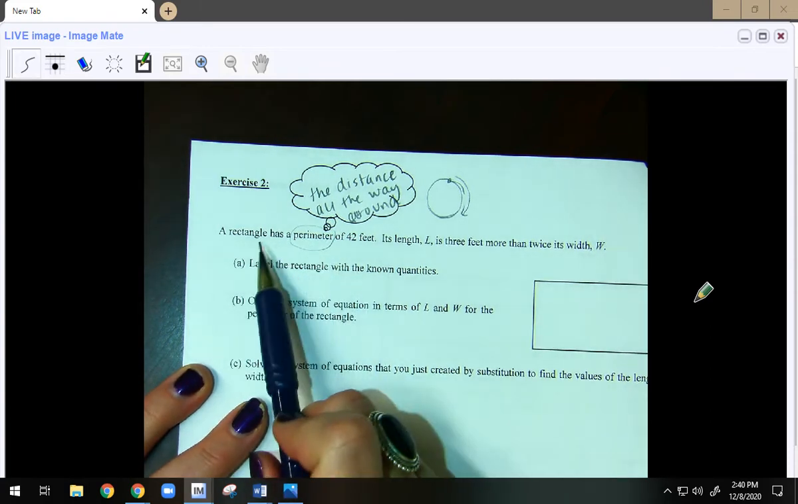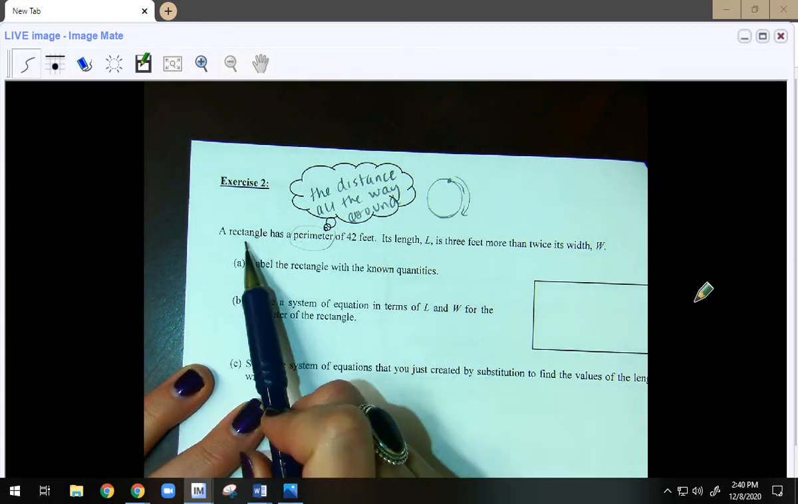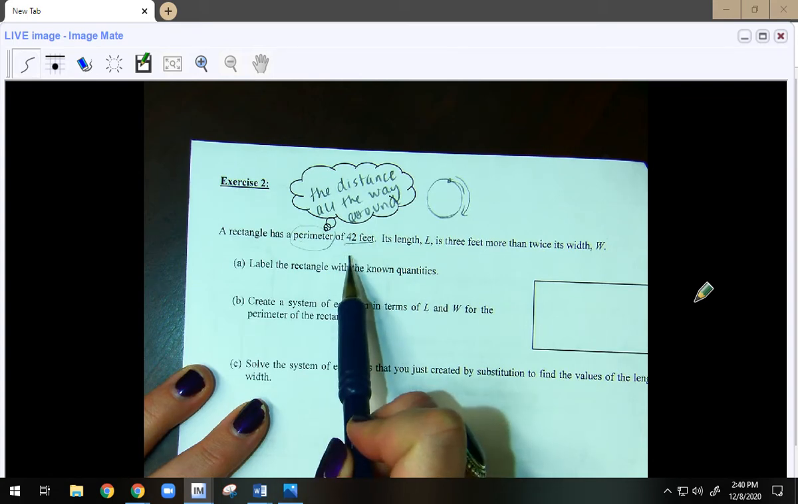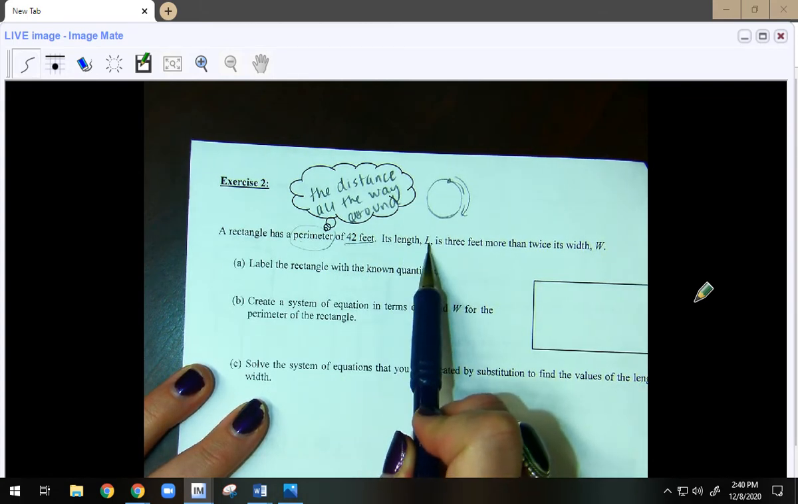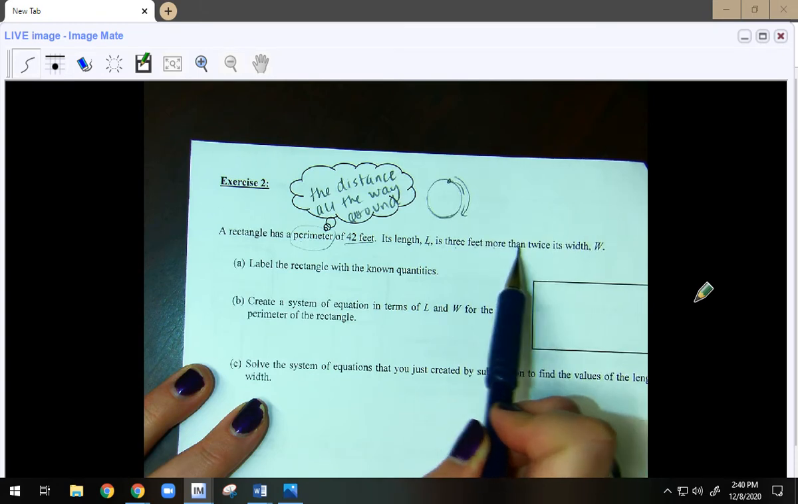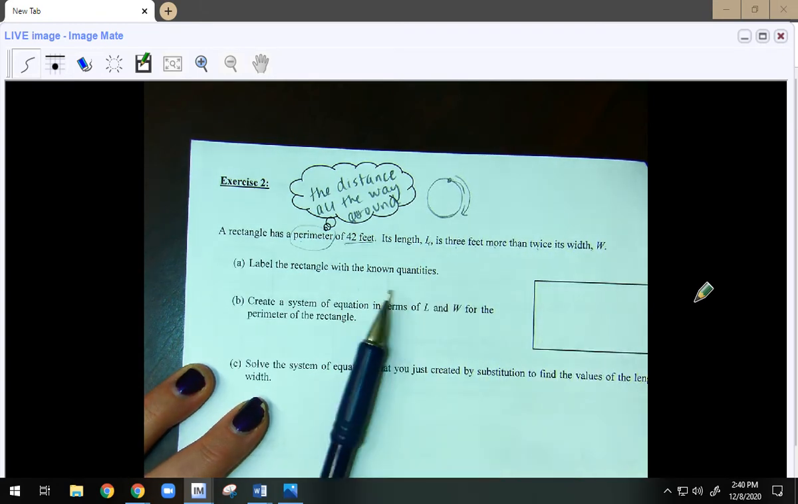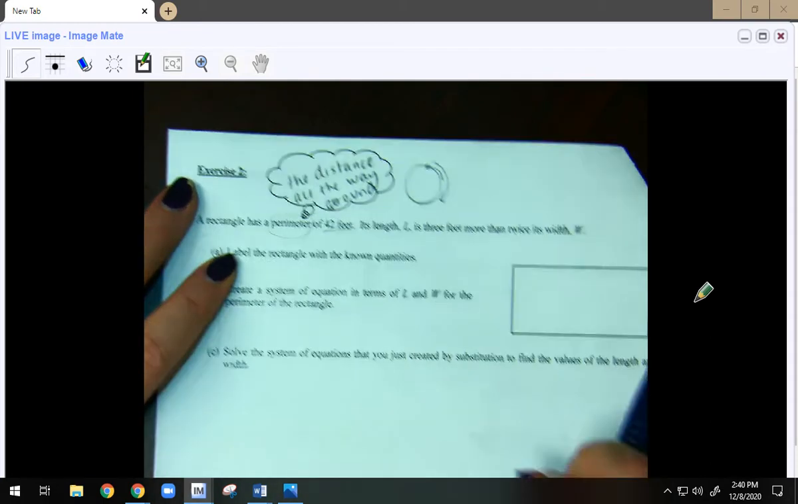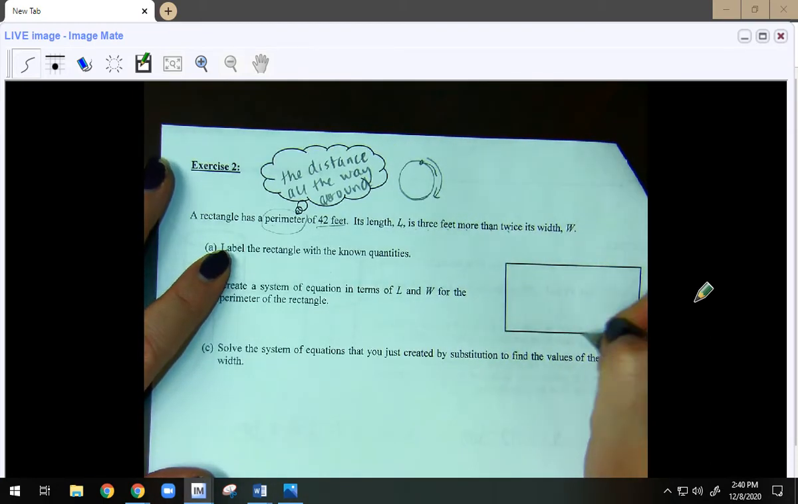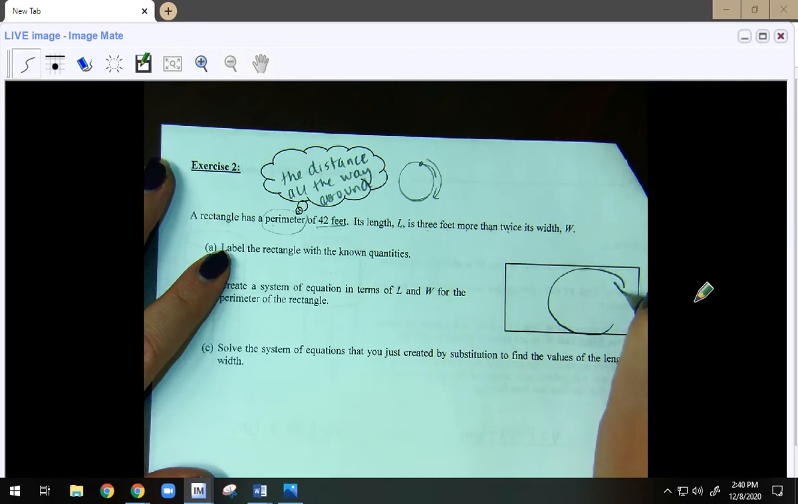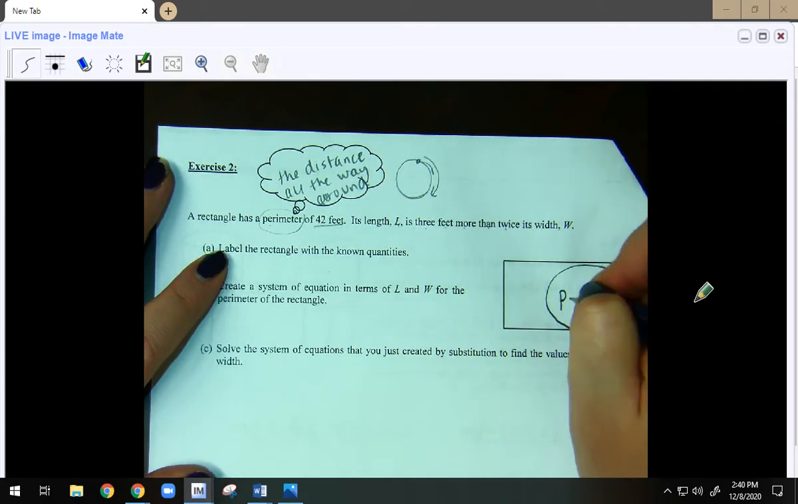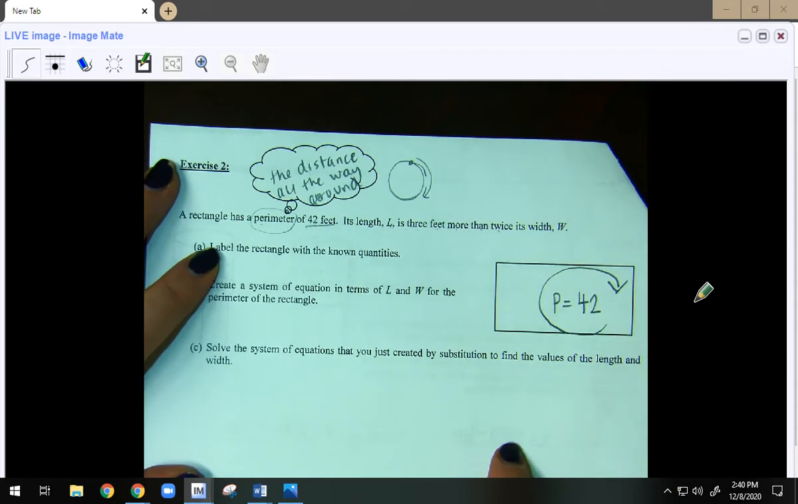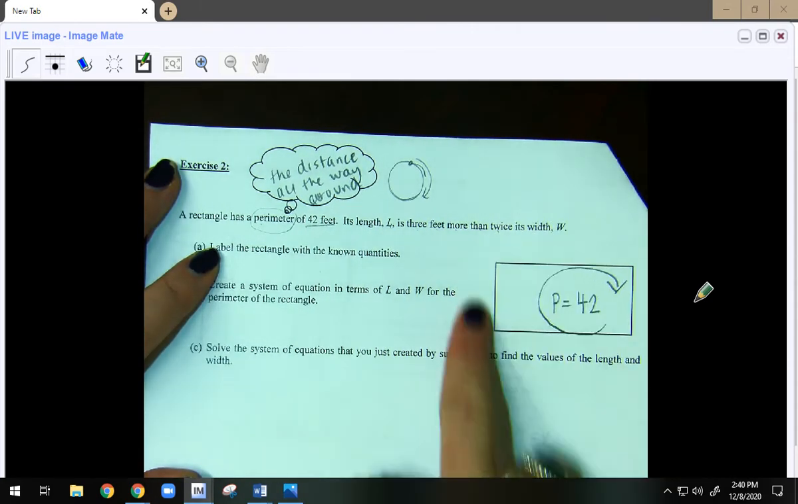All right, the perimeter of a rectangle is 42 feet. Its length L is 3 feet more than twice its width. Okay, so the first thing I want to do is label the rectangle with known quantities. So if we know all the way around, the perimeter is going to equal 42 feet. So the perimeter all the way around this thing is 42 feet.